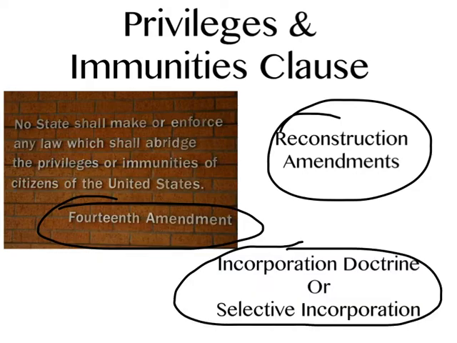And what that means is that the Bill of Rights, the first 10 amendments of the Constitution, apply to the states as well. So the states are not allowed to abridge the immunities or privileges of the United States. They're not allowed to do anything that messes with the first 10 amendments of the Constitution.